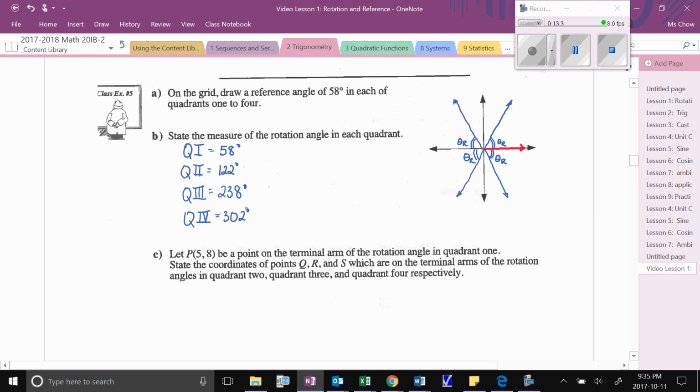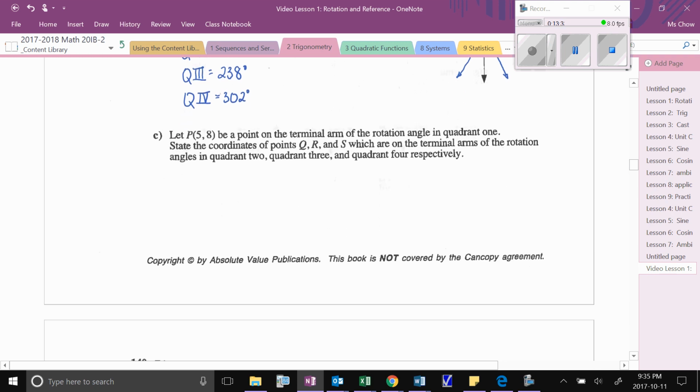Okay, let's take a look at letter C. Let point P (5, 8) be a point on the terminal arm of the rotation angle in quadrant 1. Then state the coordinates of Q, R, and S, which are on the terminal arms of the rotation angles in quadrants 2, 3, and 4, respectively. So hit pause and try to go through this one on your own.